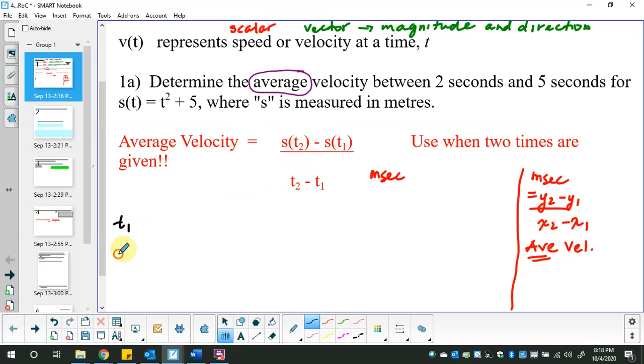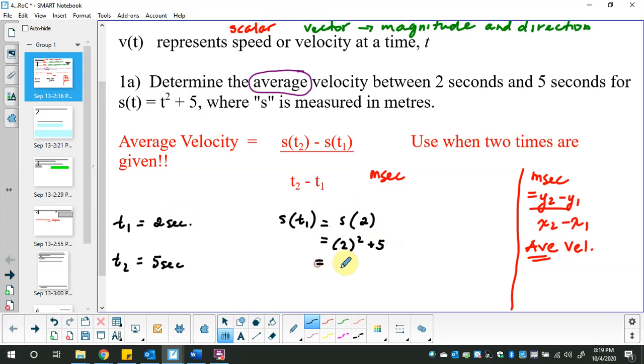So I need a T1 and I need a T2. Now this question is supposed to be fairly easy because it says specifically, determine the average velocity between 2 seconds and 5 seconds. So my first time is 2 seconds, and my second time is 5 seconds. So I have to figure out S at t1, meaning I have to figure out S at 2. And we have to put that into the formula, which is t squared plus 5. So that's 2 squared plus 5. So 4 plus 5 is 9.